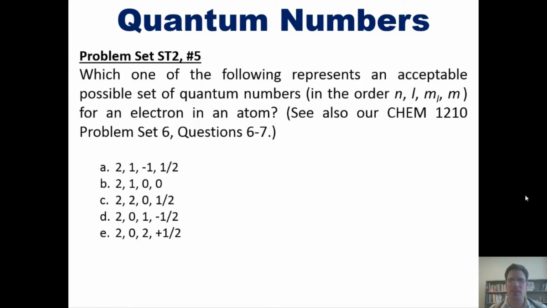And here's another one. It's essentially the same question. Which of the following represents an acceptable possible set of quantum numbers for an electron in an atom? Much the same. I'm not answering it here, but we'll leave this link up here for you to consult if you'd like to for help.